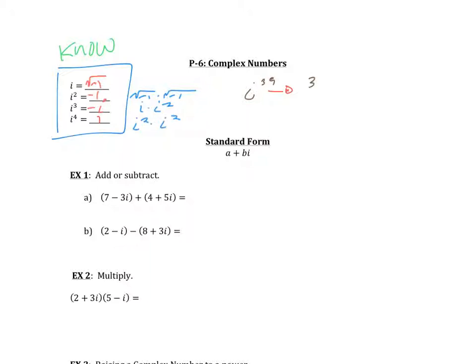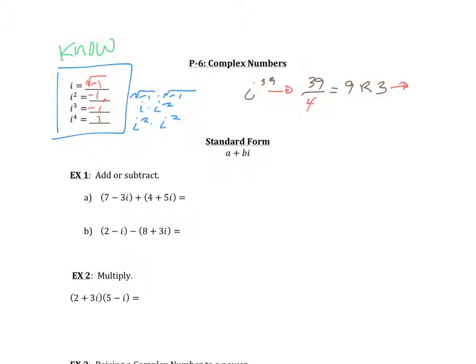So I'm going to take 39 and divide it by 4, because my pattern goes in groups of 4. So 4 goes into 39 how many times? At most, 9. 4 times 9 is 36. What's left over? So your remainder is 3. And that's what I'm concerned with: I have a remainder of 3. That means I have 3 i's remaining.